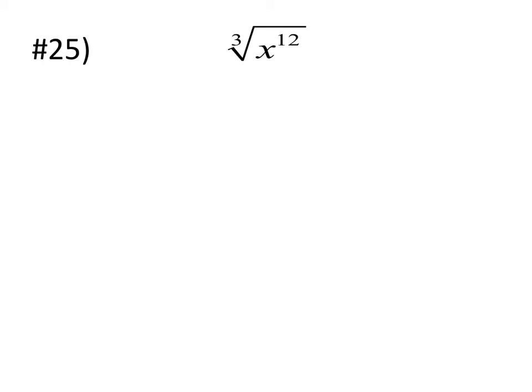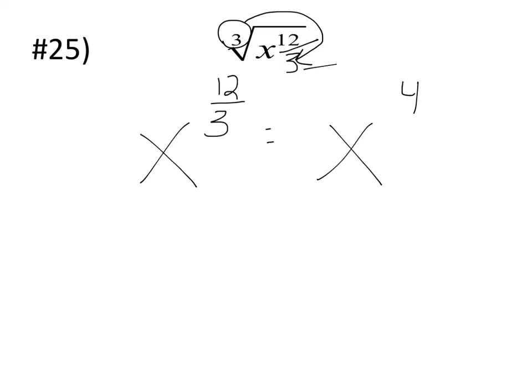Okay, so just like before, we're going to take our index and we're going to bring it back and divide it. In this case, they gave us our index. We don't have to assume it's a 2. So it becomes x to the 12 over 3, which we know is x to the 4th.